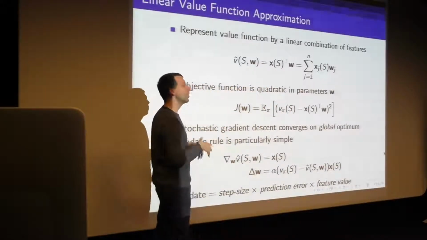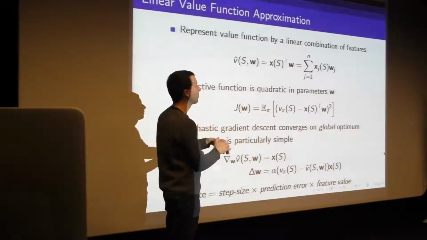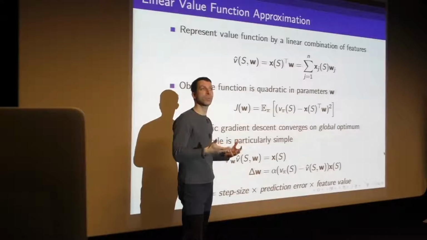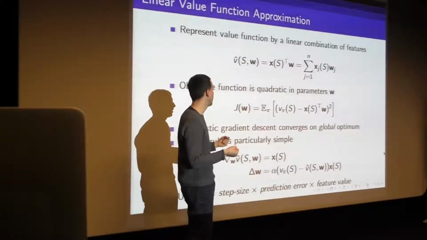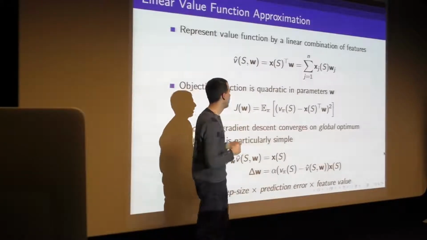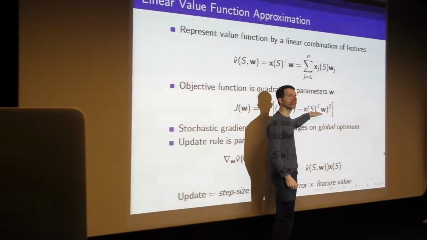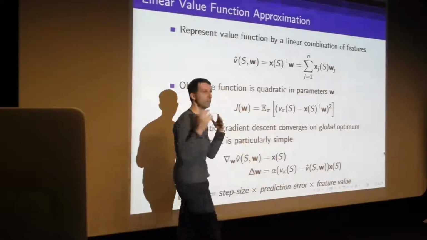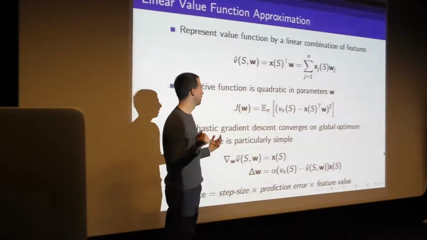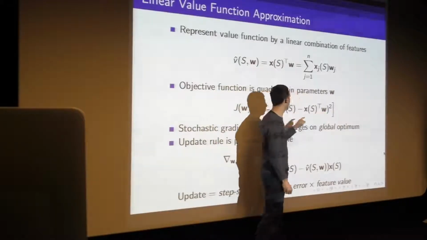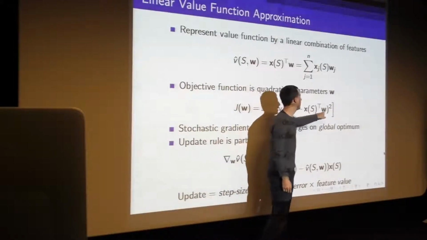One of the nice things about this sort of linear value function approximation is that the objective function, this mean squared error that we were looking at, that we want to optimize, our measure of fit between the true value function and our estimated value, is now going to be convex. It's going to be a quadratic. You can see it's a quadratic because if we consider our parameters w, we've got this squared error here.